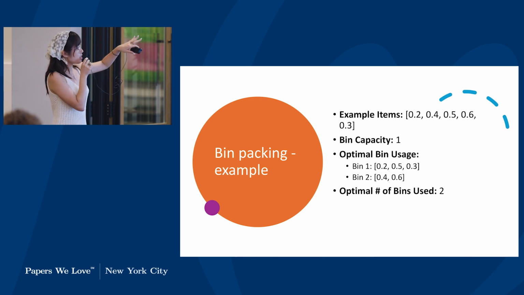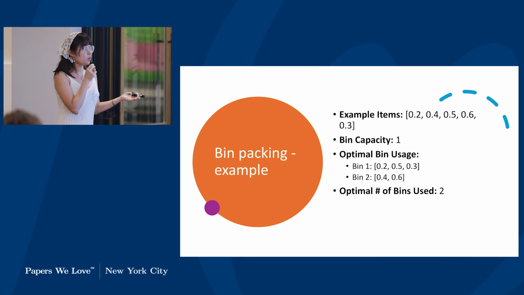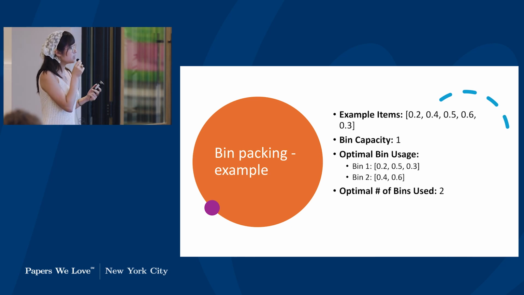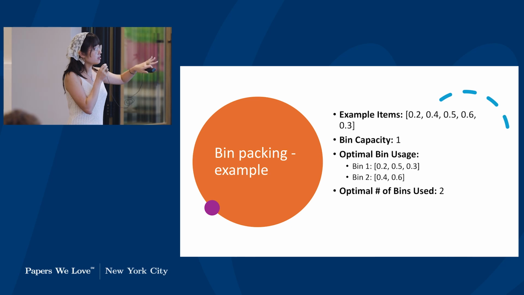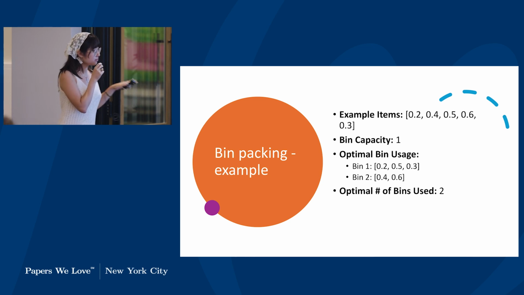In this example, we have 5 items of sizes 0.2, 0.4, 0.5, 0.6, and 0.3. And each bin has a capacity of 1. An optimal packing is shown there using 2 bins. The first bin houses the items of weights 0.2, 0.5, and 0.3, and the second bin houses the items of size 0.4 and 0.6.